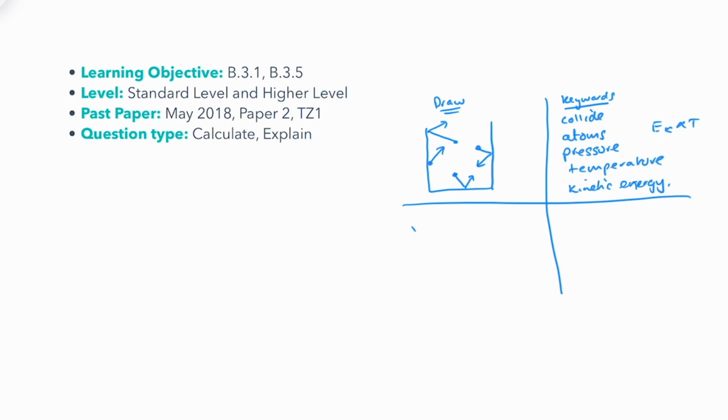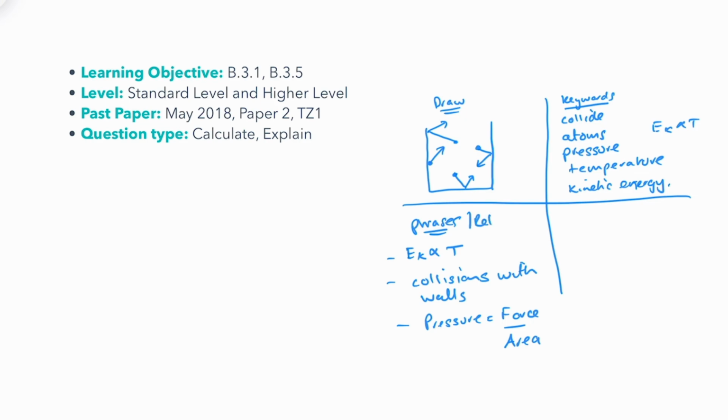Right, any sort of phrases or relationships we want to include? Well, we want to include kinetic energy is proportional to temperature. We want to include collisions with the walls, or collides with walls. We also want to include the equation for pressure equals force over area. So we're beginning to see the origins from the diagram of what this explanation is all about. We've got some keywords to include, and we've got some phrases and relationships that we need to bear in mind as we build out this answer.